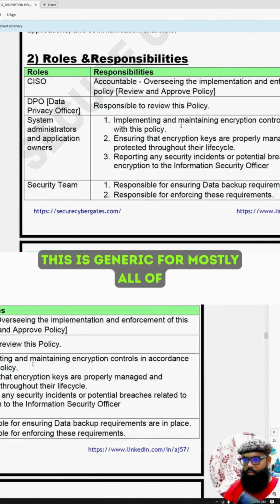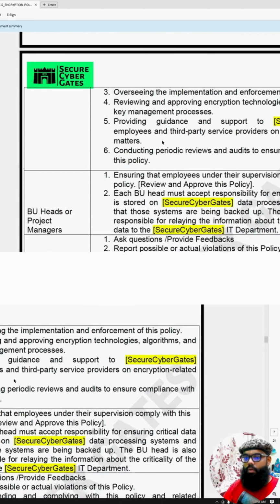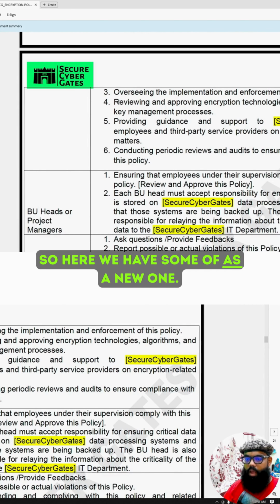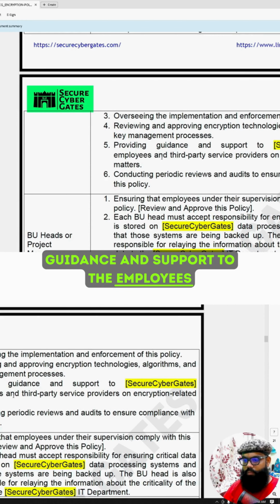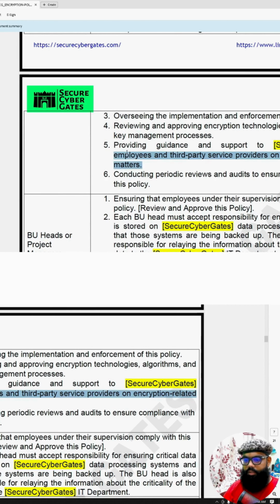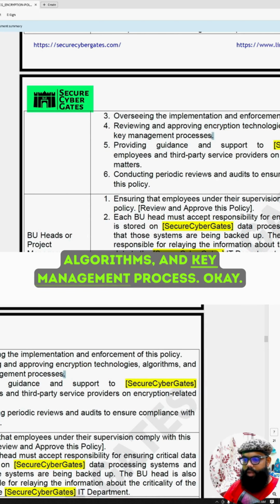So roles and responsibilities, this is generic for mostly all of the policies. Here we have some that are new. The security team will provide guidance and support to the employees on encryption related matters, and they review the encryption technologies, algorithms, and key management process.